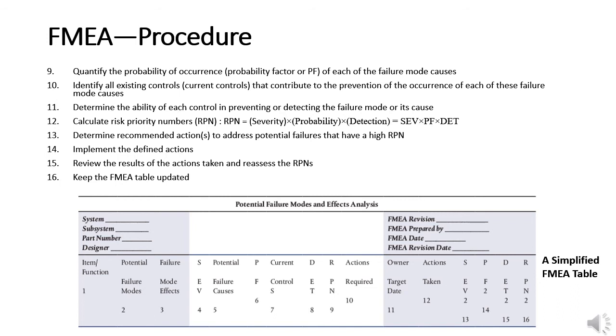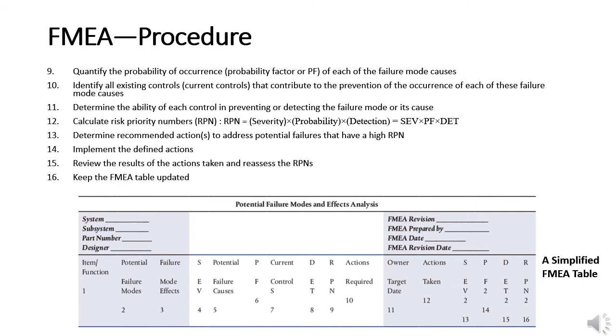Each of the controls must be listed in column 7 of the FMEA table. After a new product or process has been in use, previously undetected or unidentified failure modes may appear. The FMEA should be updated and plans must be made to address those failures to eliminate them from the product or process.